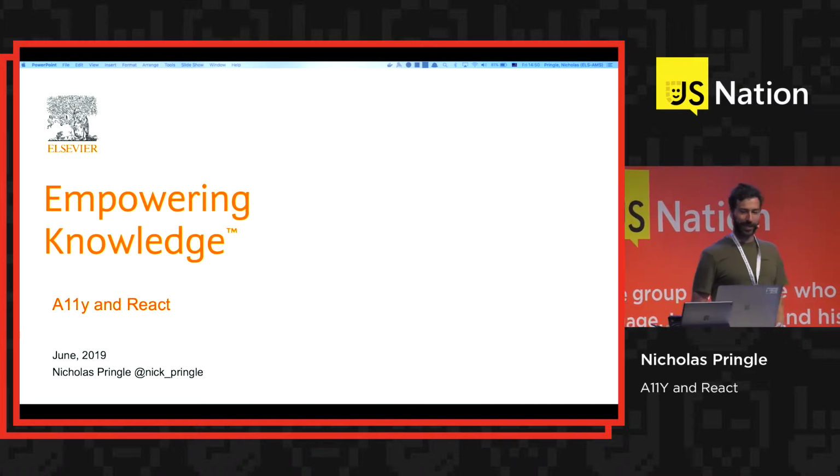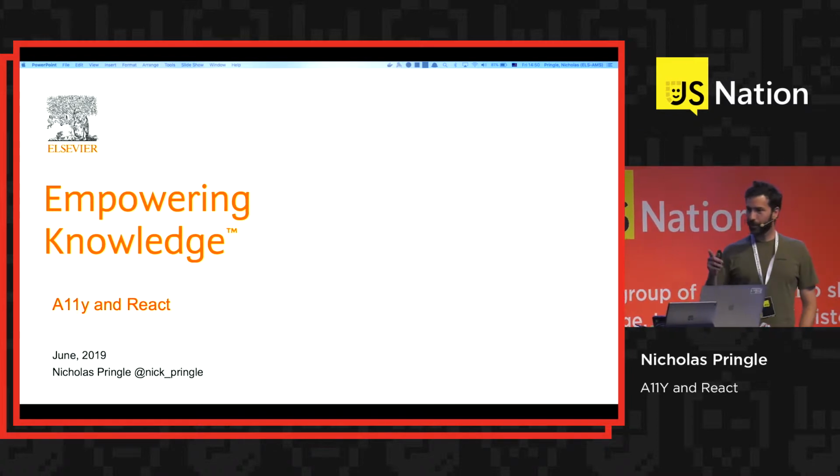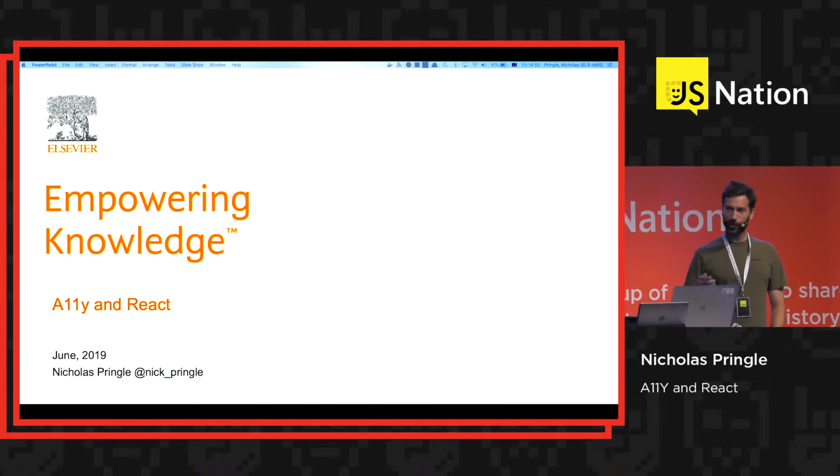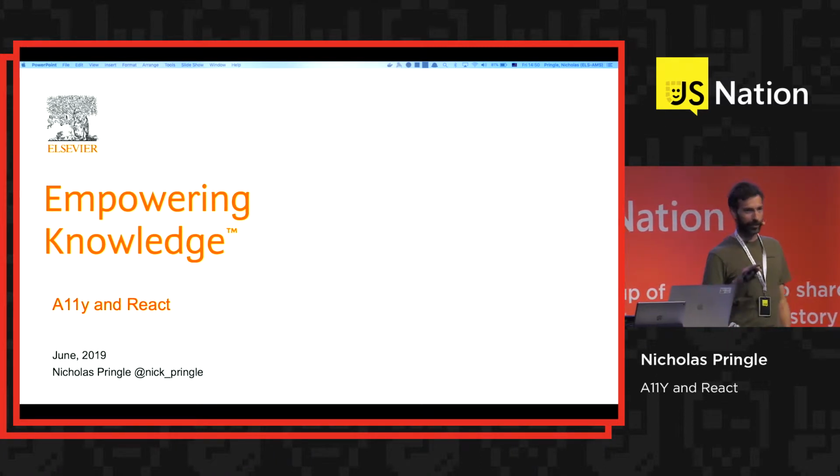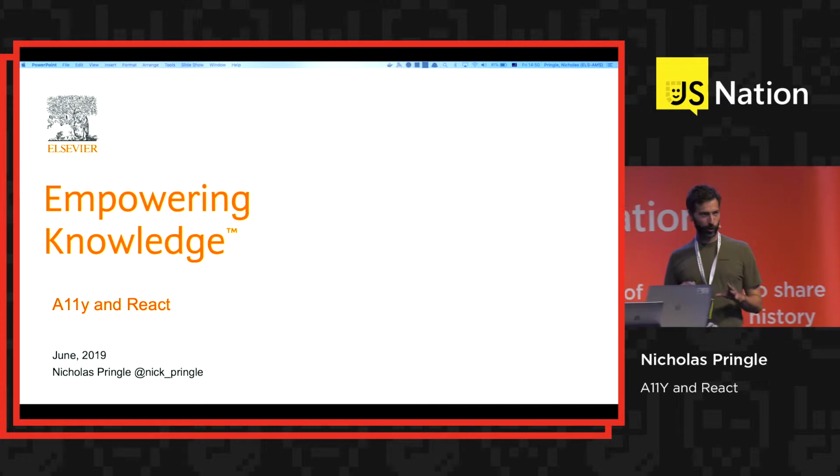I'm going to talk to you about accessibility and React. I think Jamie touched on a very important topic. When using a single-page application, it could damage your SEO, and this is the same for accessibility. The two go hand in hand.